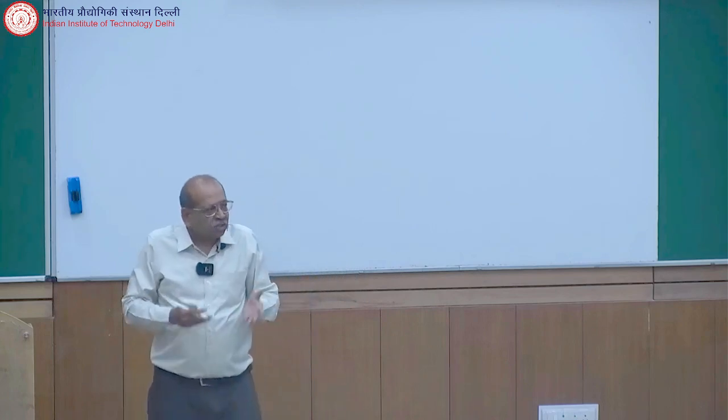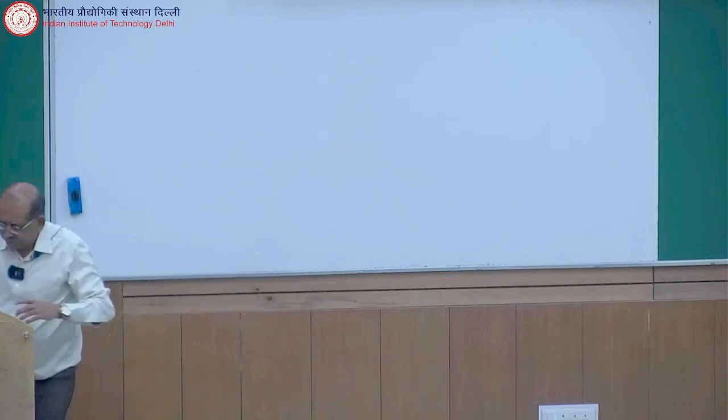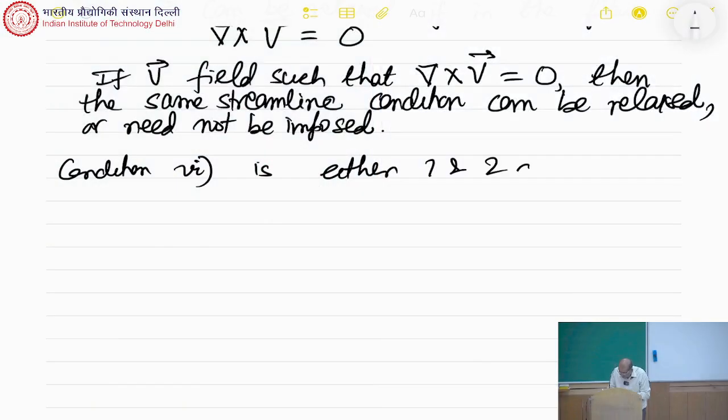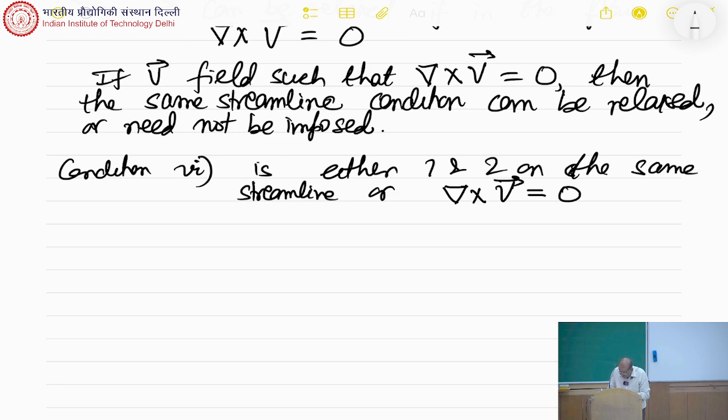So, the sixth condition, in view of this, condition 6 is either 1 and 2 on the same streamline, or del cross V is equal to 0.